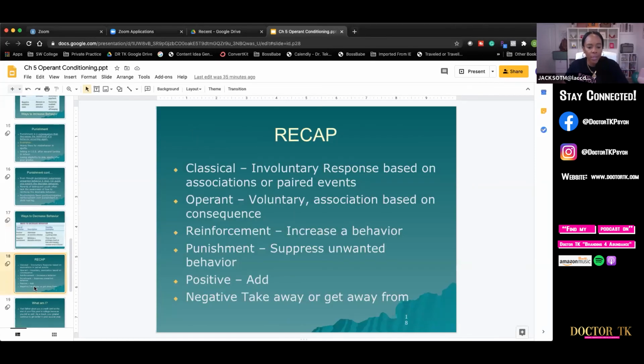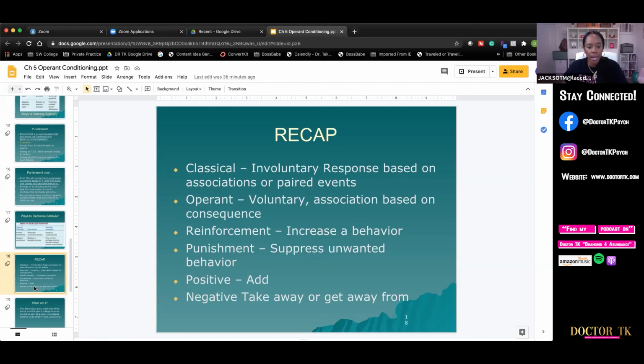Okay, so as a recap, before I give you the summary of the other two theorists: remember, classical conditioning is involuntary responses based on associated or paired events. That's Pavlov, so make sure you review that. Operant conditioning is more voluntary, meaning you're choosing to engage in a behavior. That's associated with consequences like positive and negative reinforcement and punishment, and then they give the definition of positive and negative.